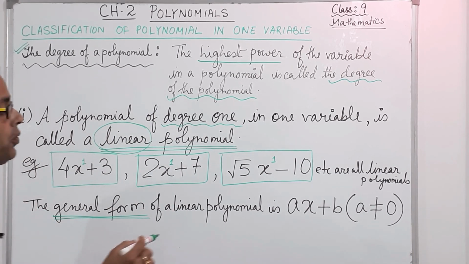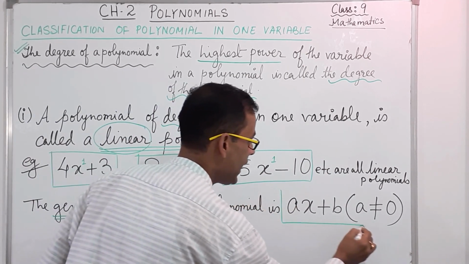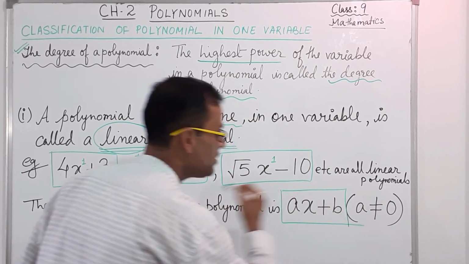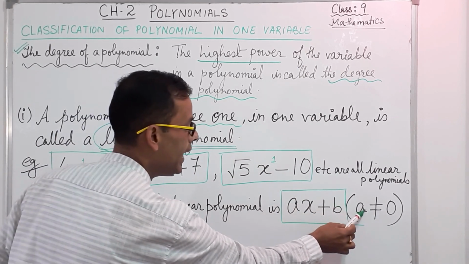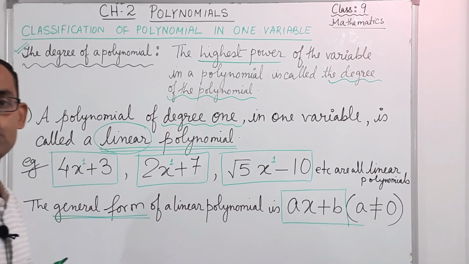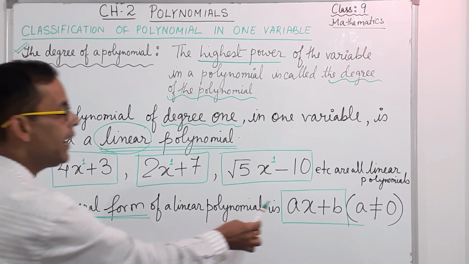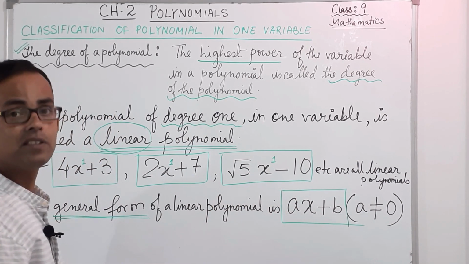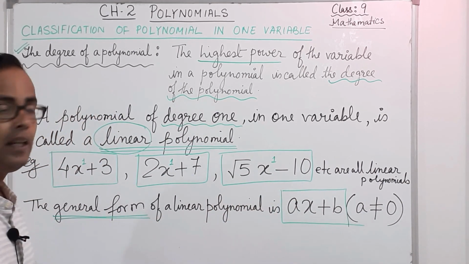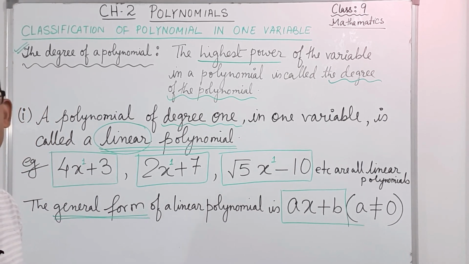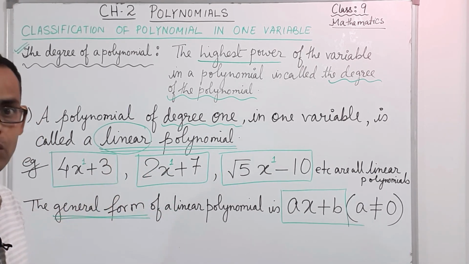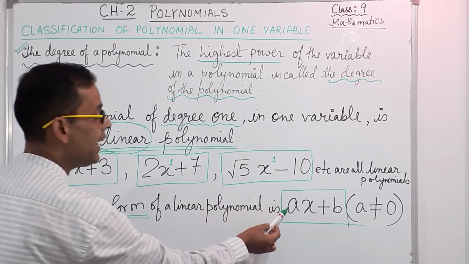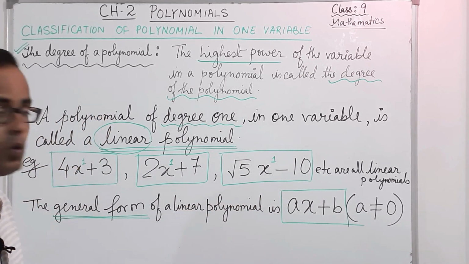The general form of linear polynomial is ax plus b, where a can never be equal to 0. a cannot be 0. If a is 0, then 0 into x will be 0 only, and 0 plus b is only b, and b is a constant term. That means b into x to the power 0. So x to the power 0 means 1 only. So b into 1 is b only. So that's why this a cannot be equal to 0.